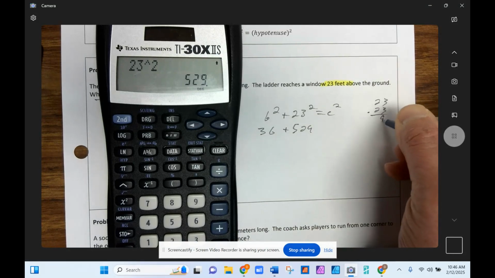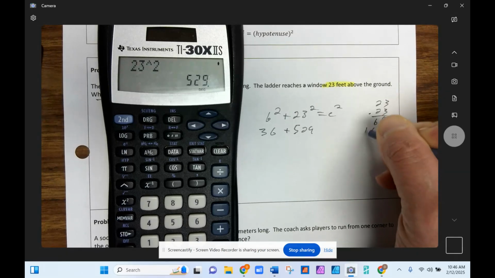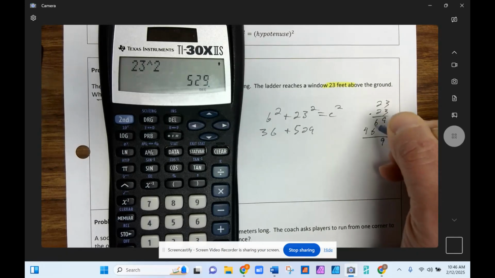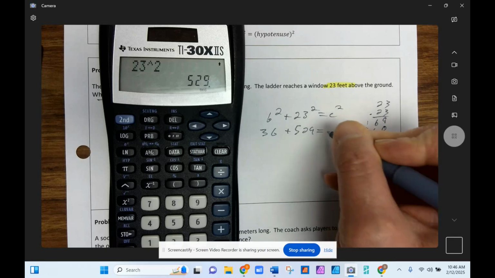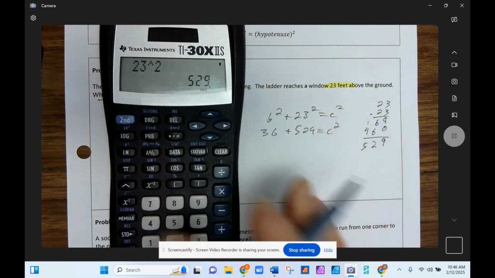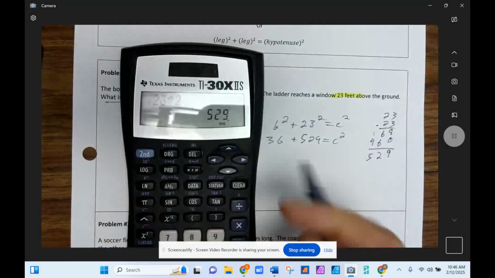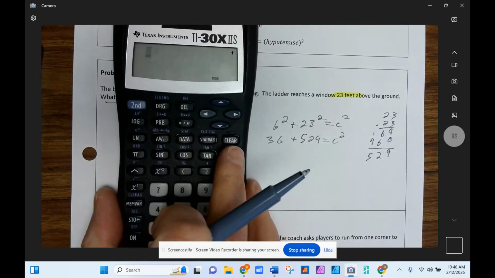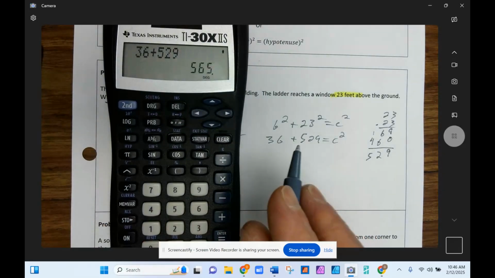We can also do it like this, 23 by 23. I know 3 times 3 is 9, 3 times 2 is 6, add a 0, 2 times 3 is 6, 2 times 2 is 4. I get 9, 6 plus 6 is 12, and I get that to 529, just like that. Okay, so since this is when we're finding the hypotenuse, I know I'm going to be adding these together. They're on the same side of the equal sign, so I just do what it is telling us to do. So it's 36 plus 529 is 565.